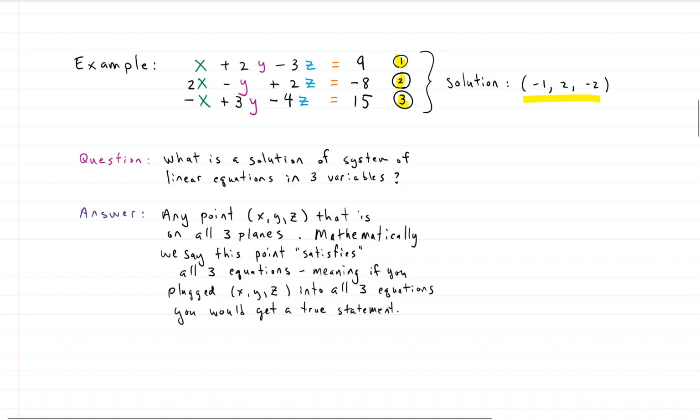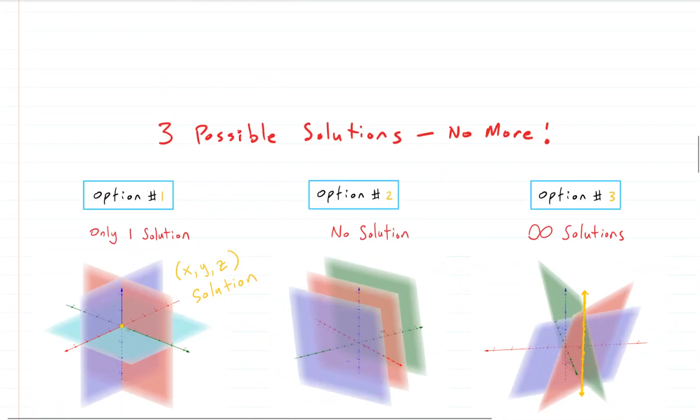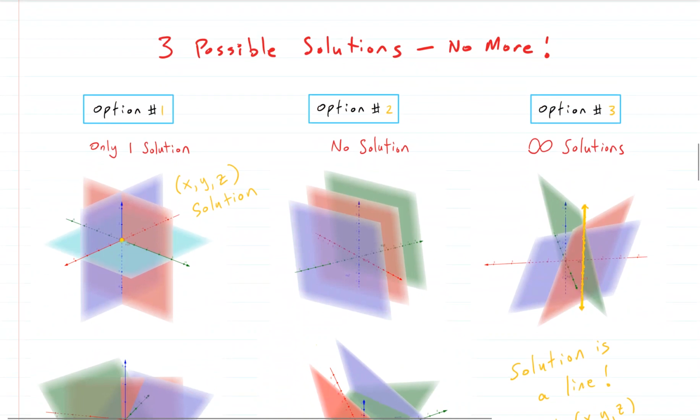In other words, if you're wondering what a solution is to a system of three variables and three equations, it really is just any x, y, z coordinate, or any point in three space, that lies on all three planes at the same time. So this point up here, (-1, 2, -2), is the point that happens to lie on all three of these equations or planes in three space at the same time. Not too terrible.